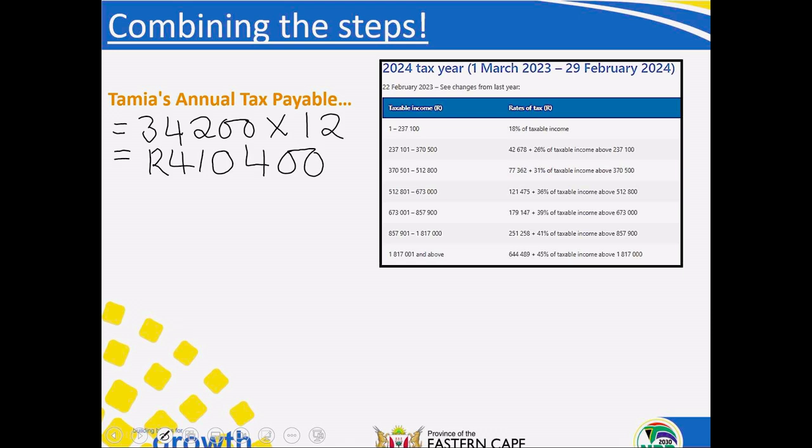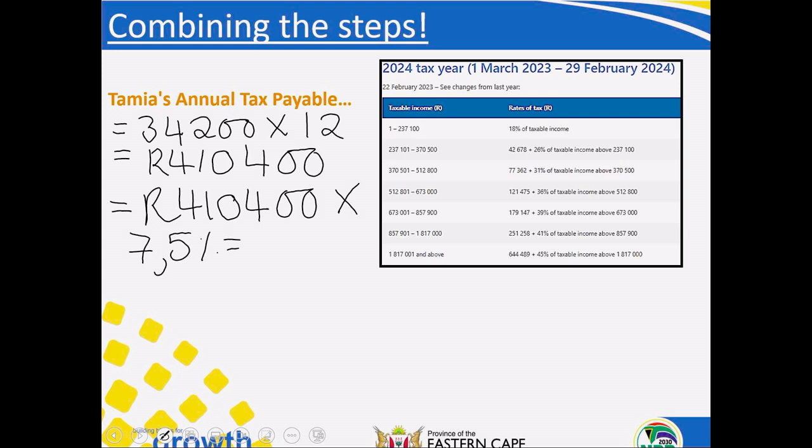We now need to know her annual non-taxable deductions. By that I mean how much she contributes to pension. Remember, not every scenario will have pension, so it's important to read carefully. So, pension time. We're going to take her annual gross salary and we multiply by 7.5%.